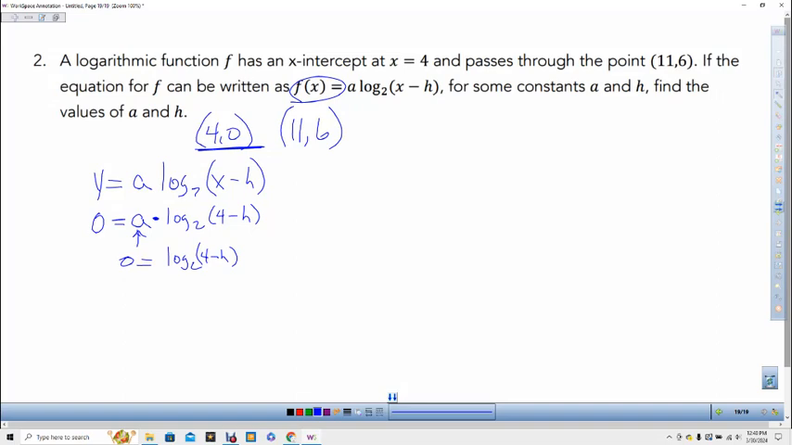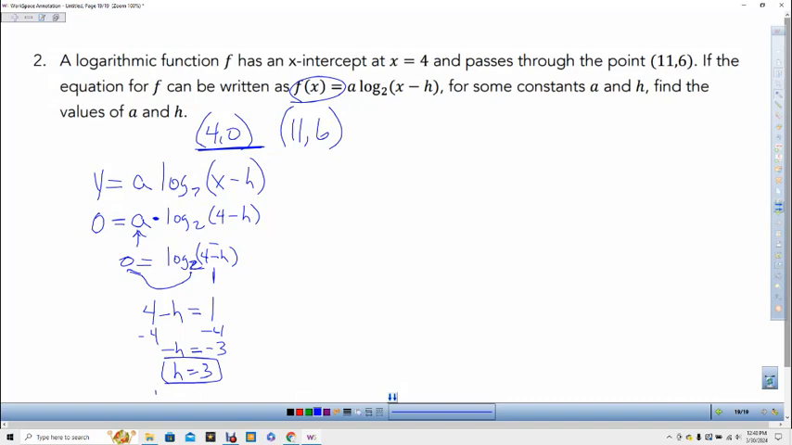Well, remember your powers. 2 to what power is going to give you this number right here? Well, if we have 2 to the 0 power, we know this has to be 1. The 4 minus h must be 1. That's the only way that this thing works. So if 4 minus h equals 1, we can subtract 4 from both sides. We're going to get negative h equals negative 3. And then that means that h equals 3.